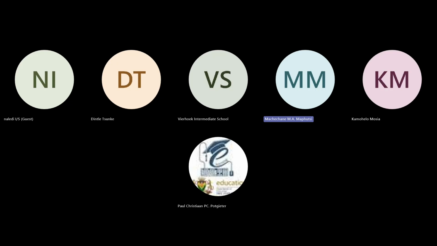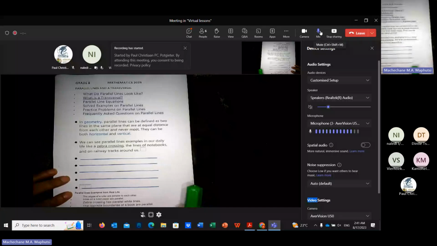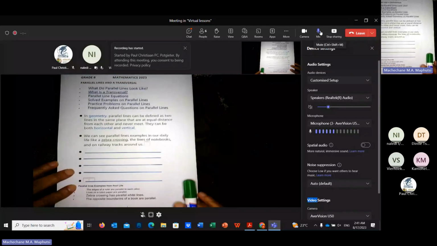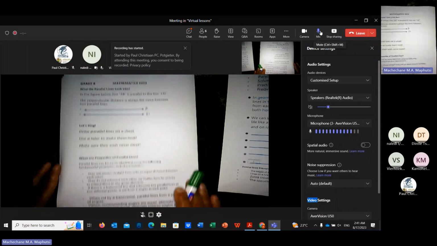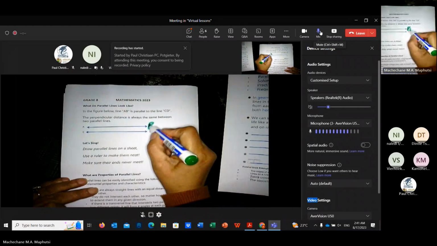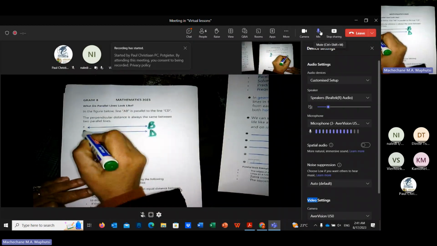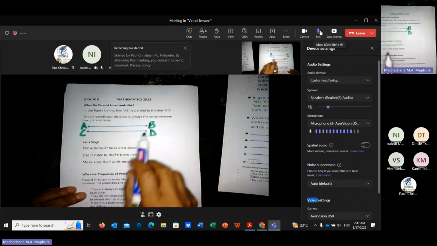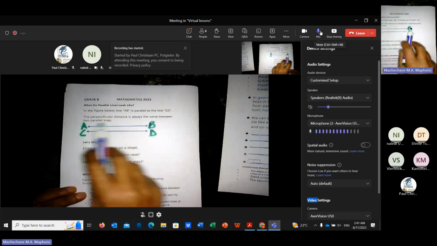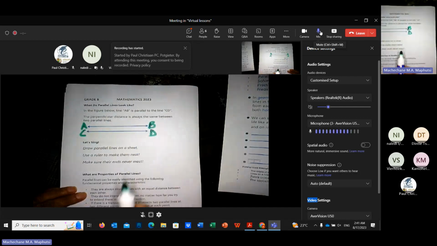We do parallel lines. We have to know what parallel lines look like. As you see down here, I'm having B, D, C, A. So these two lines, I'm having line A, B, and line C, D. These two lines are called parallel lines.